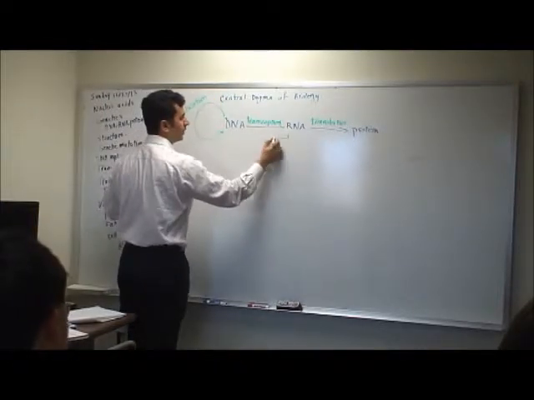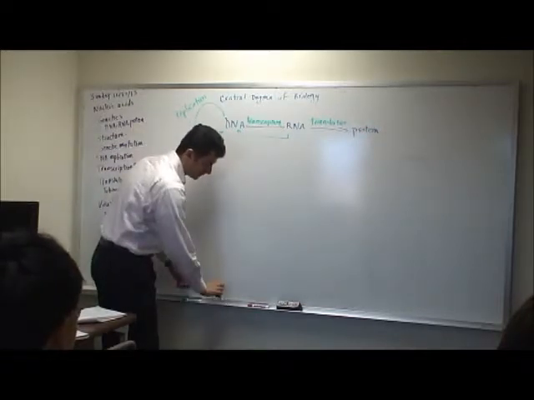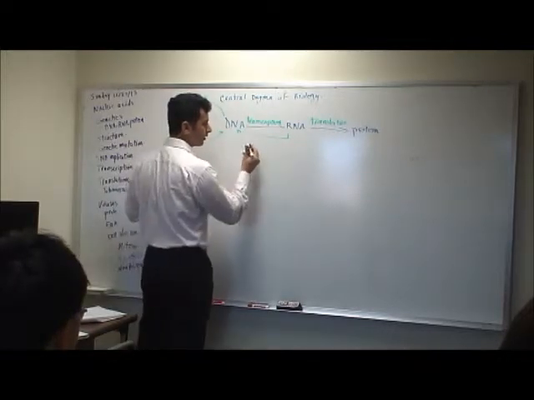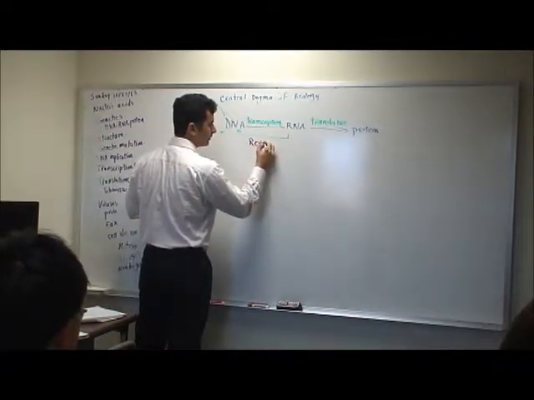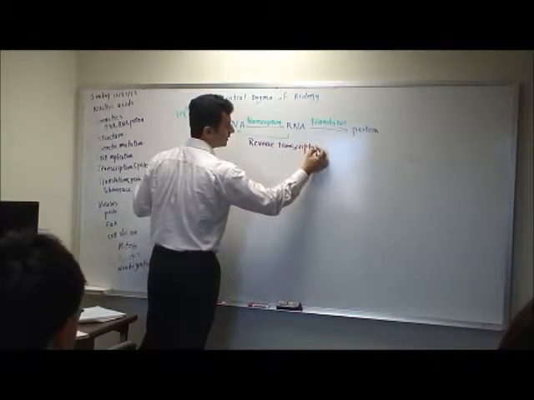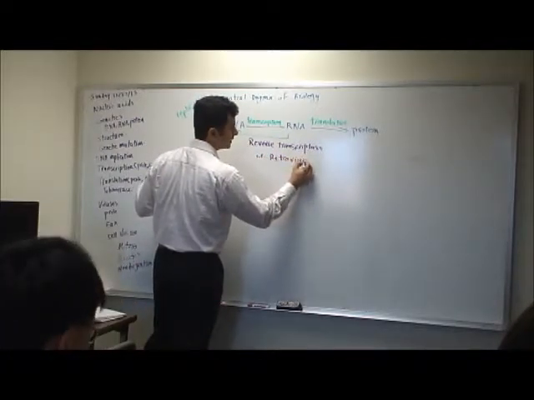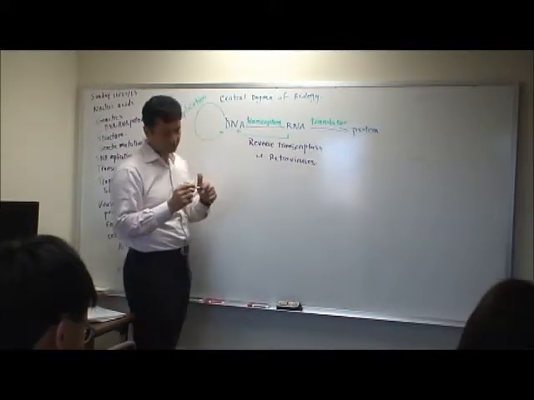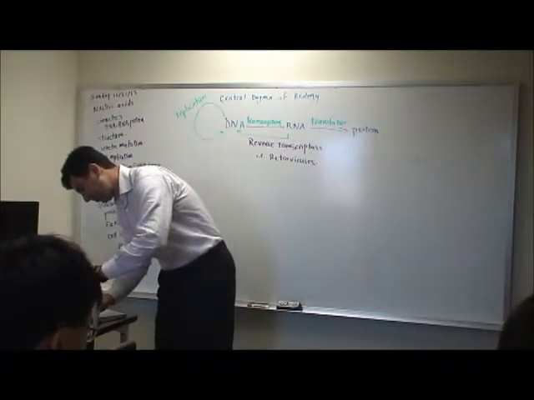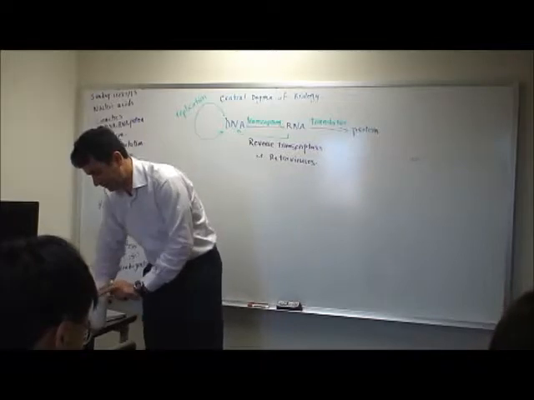Is there any way I go from RNA to DNA? Yeah, retroviruses. And what is the enzyme? Reverse transcriptase. And this happens in retroviruses. If I do that, what do I create? Do I create DNA or no? I create something slightly different than DNA. Can you name that?